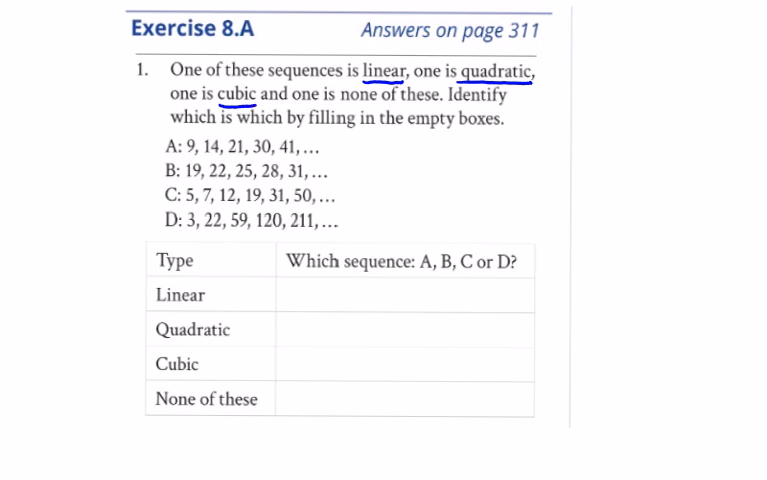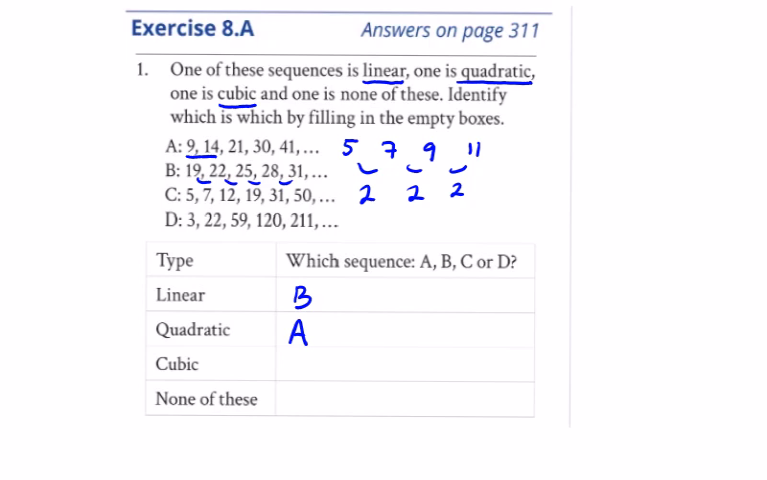So let's look at A first. I'll just write the differences: between 9 and 14 is 5, then 14 and 21, 7, 21 and 39, and then 11. So the second difference is 2. So A is definitely quadratic. We have differences of 3 all the way along here. So B is linear.